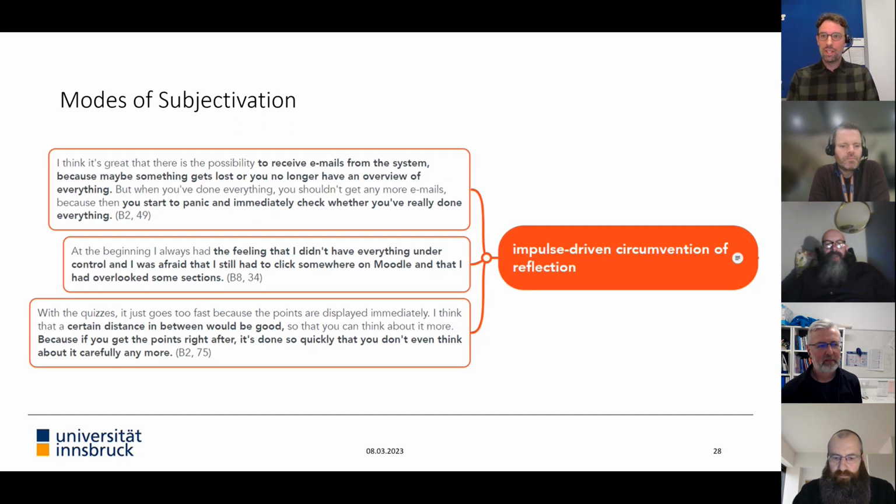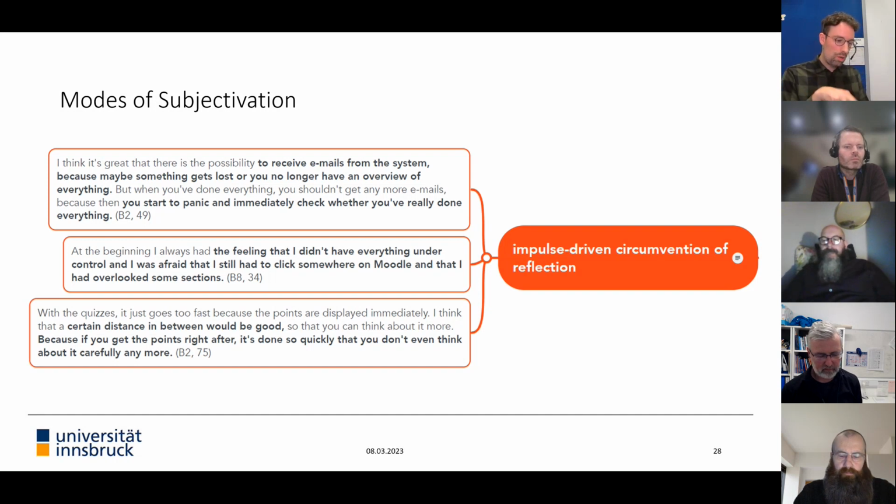And the last one we called impulse-driven circumvention of reflection, which shows that the learning analytics application makes students very responsive to stimuli and impulses set by the system, such as automated notifications or real-time feedback from this system. You see that in the first two quotations. This impulse control or the reaction to the alerting by the system shows up here very strongly.